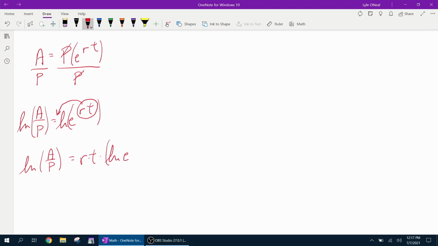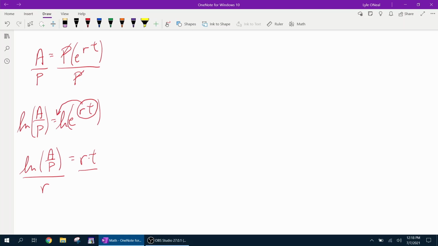And then the cool thing about natural log of e, that's 1. Remember, ln means log base e, and if the bases match, they cancel, and the exponent is the answer. So anytime you're taking the natural log of e, that's going to become 1. And in this case, 1 times anything is itself, so we don't really need the times 1. We just have rt at this point. And now you can either solve for r or t, depending on which one you need, by dividing both sides by the other. So if you're trying to solve for t, you would divide both sides by r.